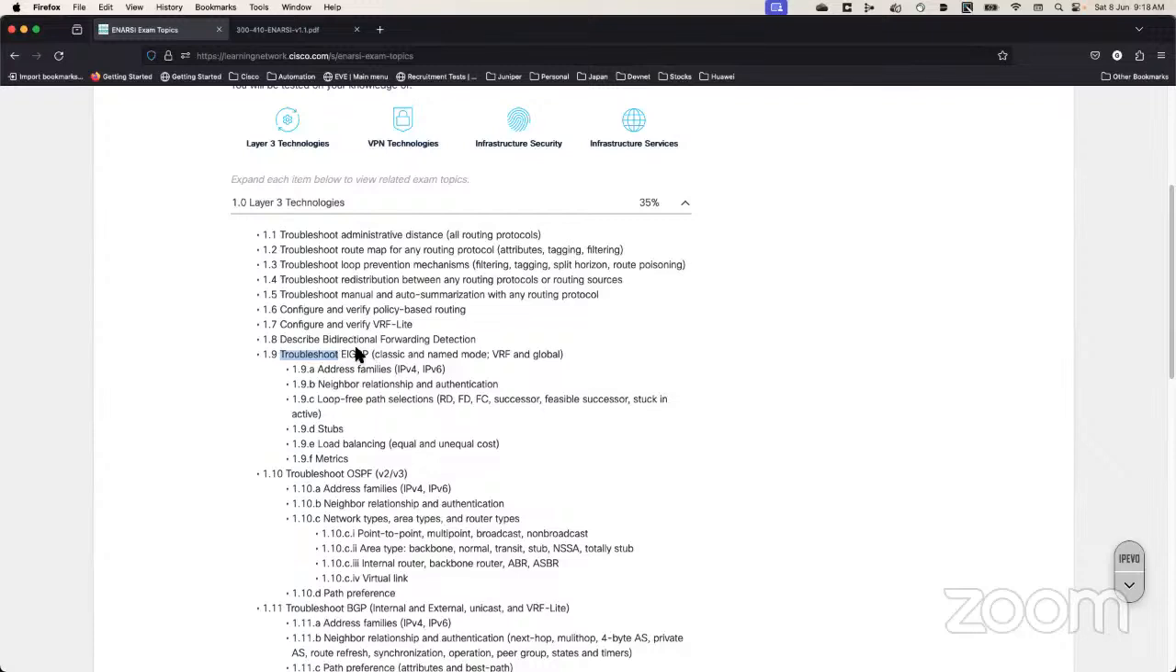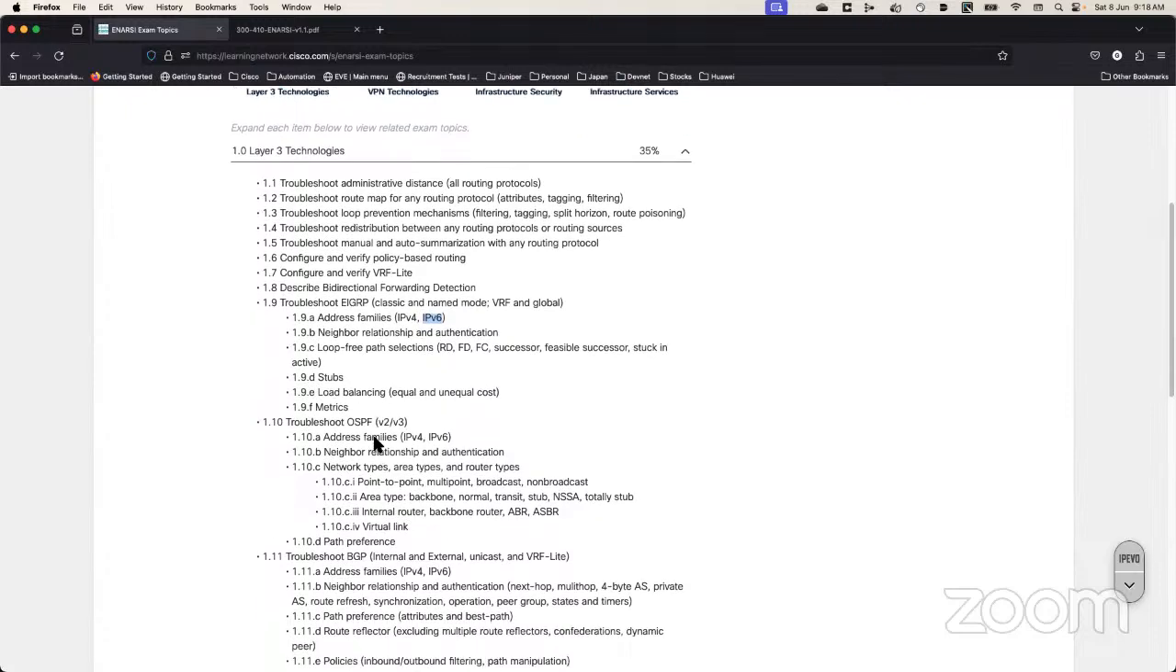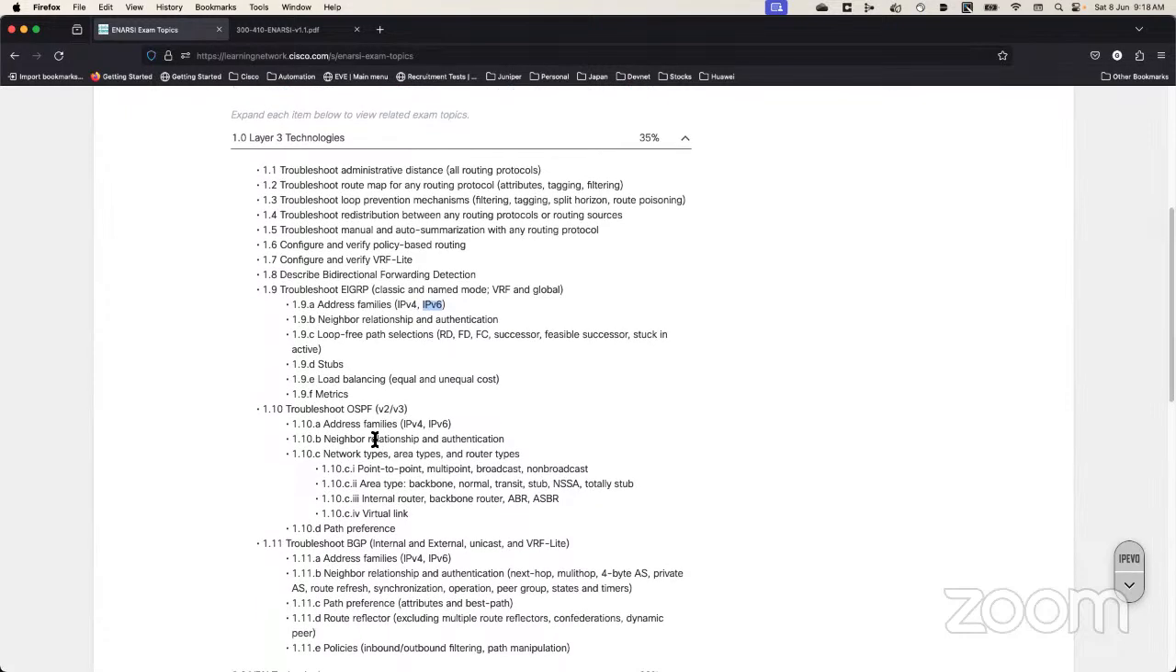Moving further, it is talking about EIGRP as your IGP routing protocol and OSPF version 2 as well as version 3. It will talk about IPv4 as well as IPv6. Both we will be covering. In ENCOR also, we read about EIGRP and OSPF, but that was very limited. And this being an advanced routing exam, we will be covering this in detail.